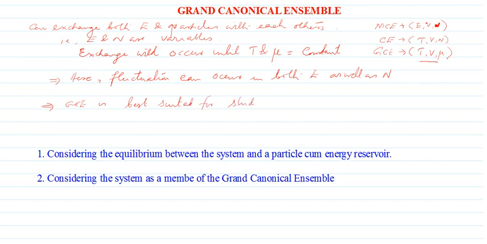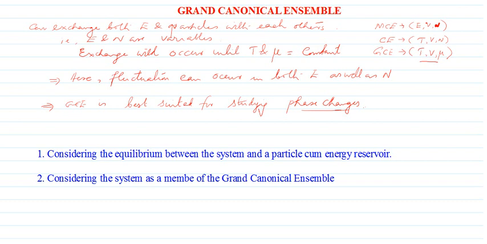phase changes. During a phase change, the number of particles can change, right? For example, when water evaporates, the number of particles in the liquid state will be reducing and the number of particles in the vapor state will be increasing. So there comes the idea of chemical potential between the two phases. To study phase changes, the best suited ensemble formalism is the grand canonical ensemble formalism.